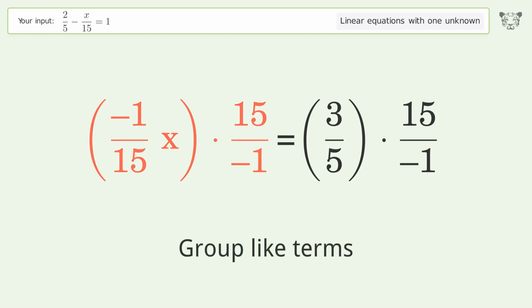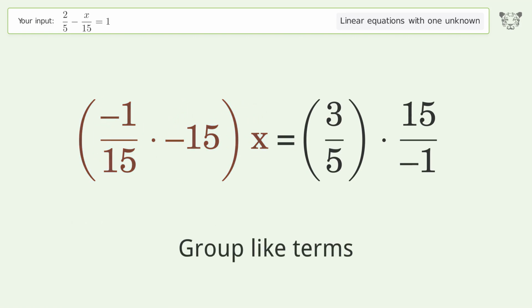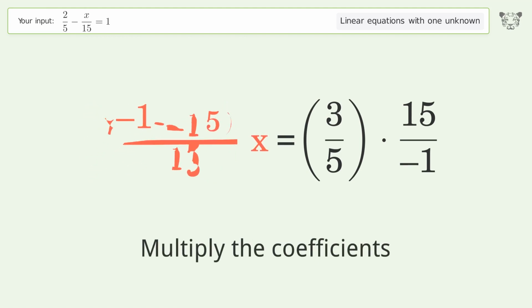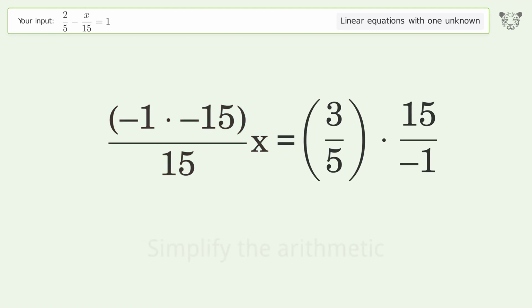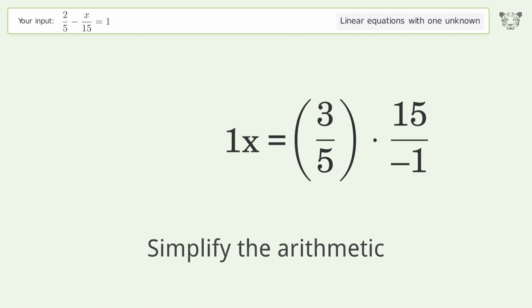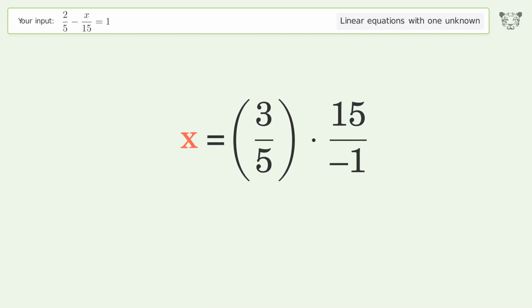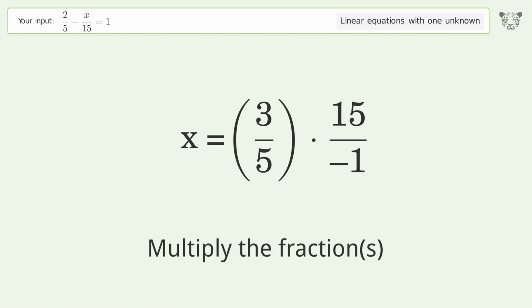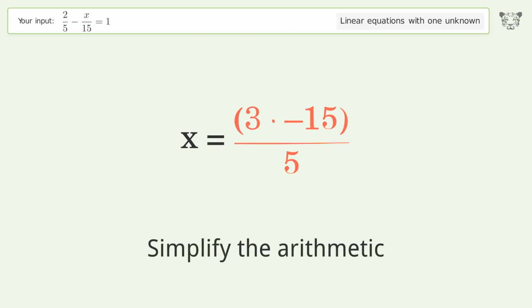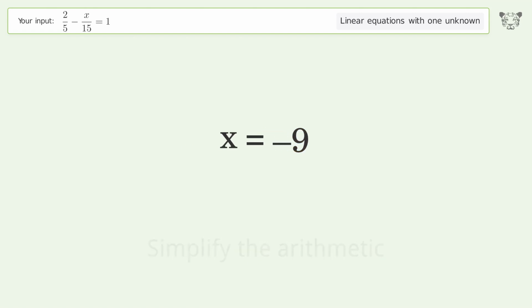Group like terms. Multiply the coefficients. Simplify the arithmetic. Multiply the fractions. Simplify the arithmetic. And so the final result is x equals -9.